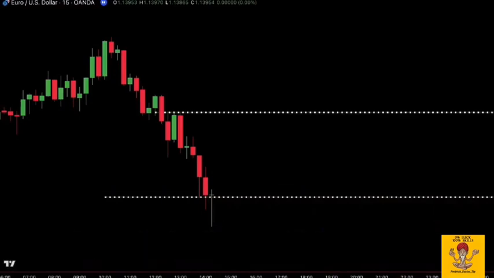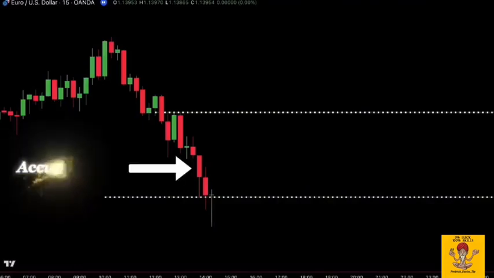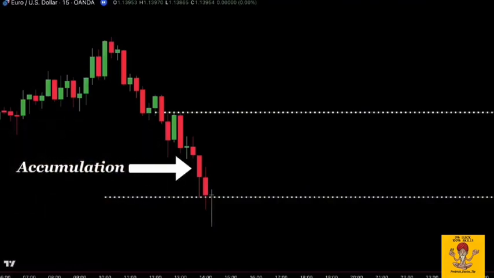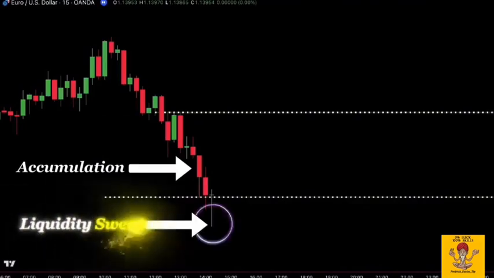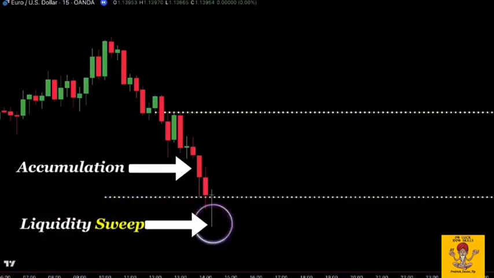So inside that 1 hour candle, first we had accumulation, price moved sideways creating a small consolidation. That's smart money building positions. Then we got manipulation, price spiked below the range, sweeping stop losses sitting under support, before snapping right back inside. Classic stop hunt. Here's how you would trade it.